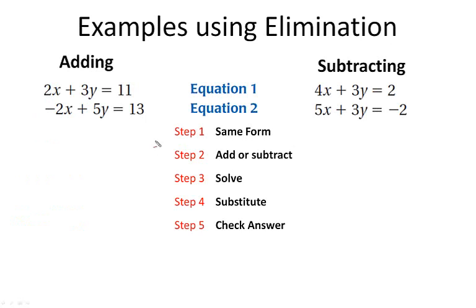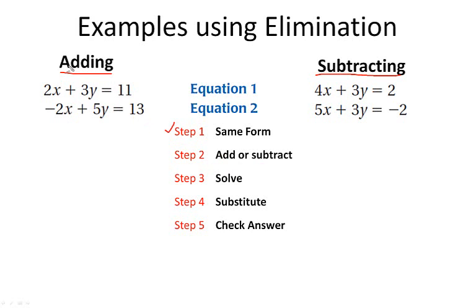When you have your equations, you're either going to end up adding your equations or subtracting your equations. So the first step is to get them both in the same form. I see these are both already in standard form. They have the x's lined up, the y's lined up, and the constants lined up. So step 1 is already done for us. We can go to step 2. We're going to add or subtract.